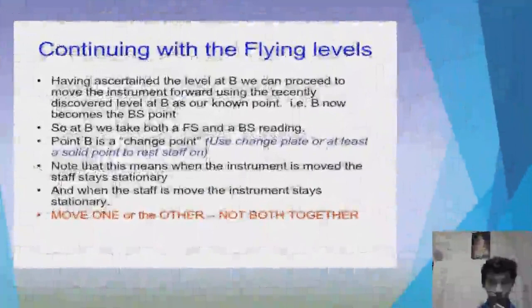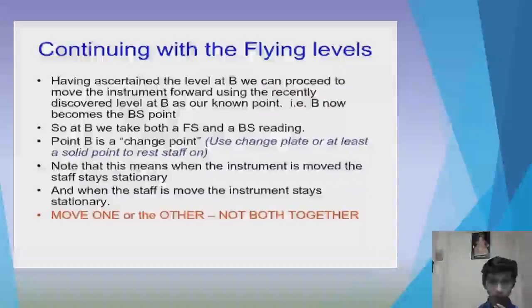Continuing with the flying levels. Having ascertained the level at B, we can proceed to move the instrument forward using the recently discovered level at B as our known point. B now becomes the backsight point. So at B, we take both a foresight and a backsight reading. Point B is a change point. Use a change plate or at least a solid point to rest the staff on.